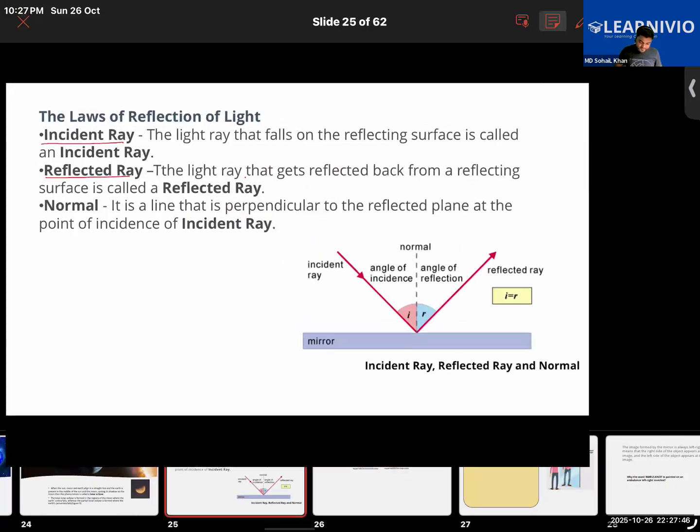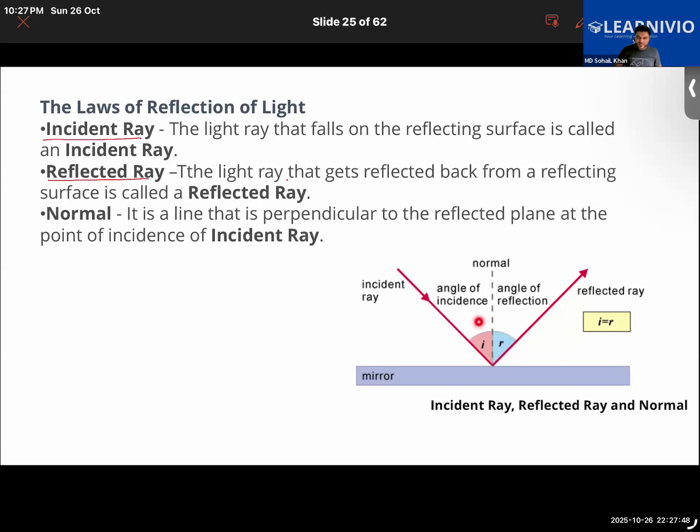You will notice here that the angle of incidence is the angle formed between the normal and the incident ray. This I here is for angle of incidence in short, while the angle of reflection is the angle formed between the normal line and the reflected ray. In principle, they are always equal to one another. That is, in fact, the first law of reflection.